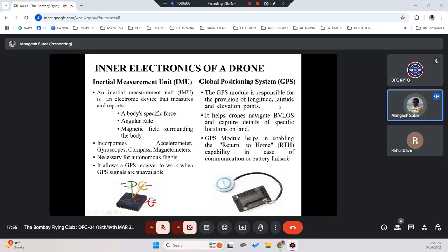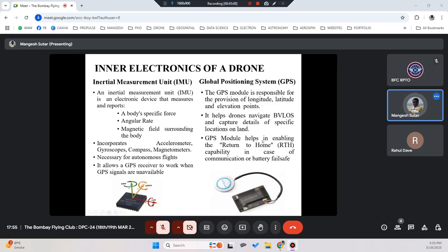The GPS module is responsible for provision of longitude, latitude, and elevation point. Okay, so it will give you three inputs. It helps the drone navigate in BVLOS and capture details of the specific location on the land. Right now, all the drones are equipped with GPS. We are flying using GPS, but it will become very, very important when we are actually flying under BVLOS conditions.